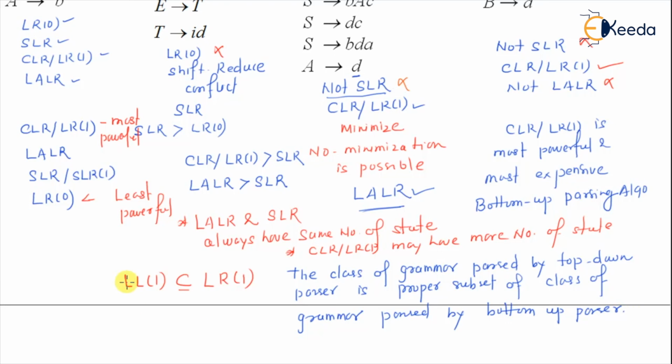Now do not compare any others. Only LL1 is a proper subset of LR1. Here I have written a general statement about top-down parsers, but I am talking specifically about LL1 and bottom-up parsers. Many other variations are there, and those variations I am not talking about. It is fine to remember the statement, but this is also important: LL1 is a proper subset of LR1, or LL2 is a proper subset of LR2. That way we can compare. There is no comparison between LALR, SLR and LR0; they are not comparable. The only comparable ones are LL1 and LR1.